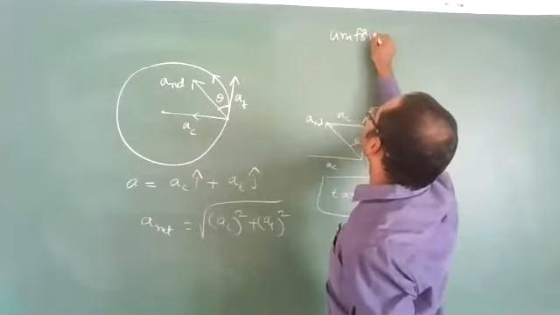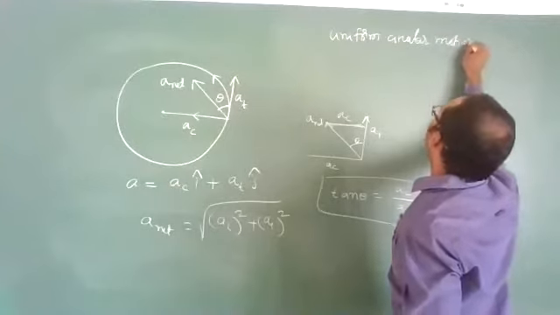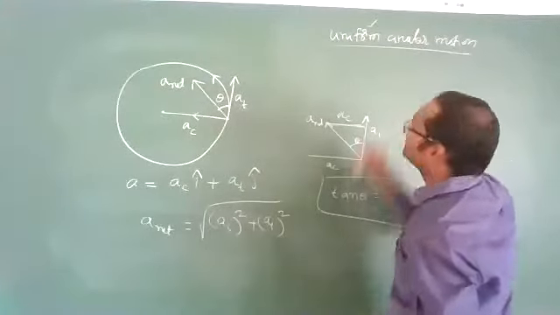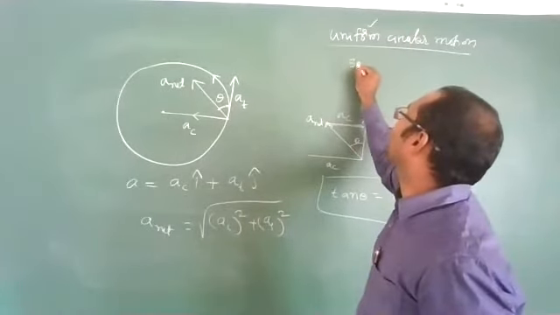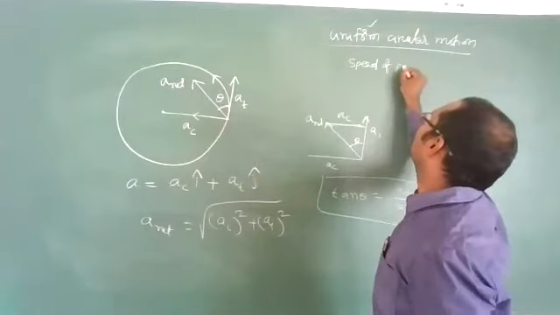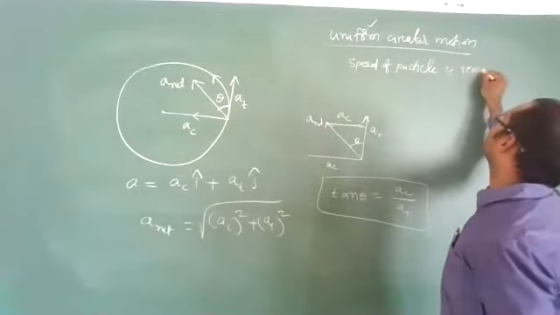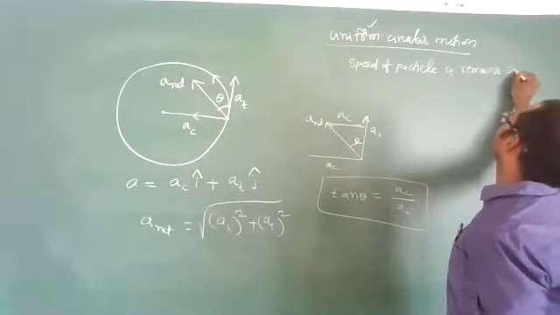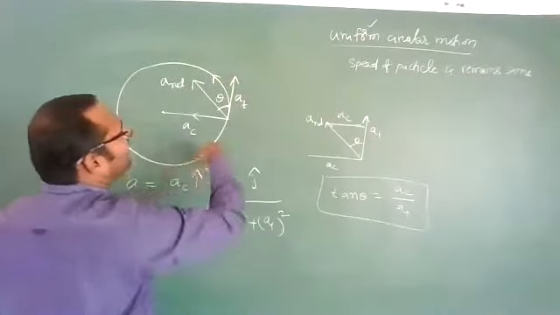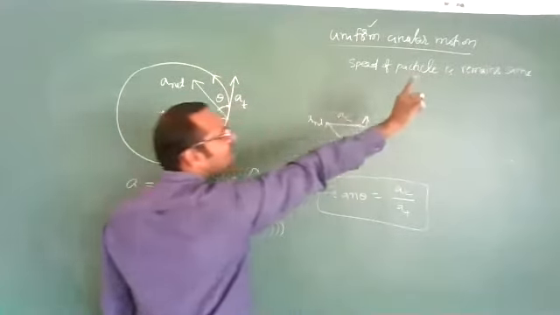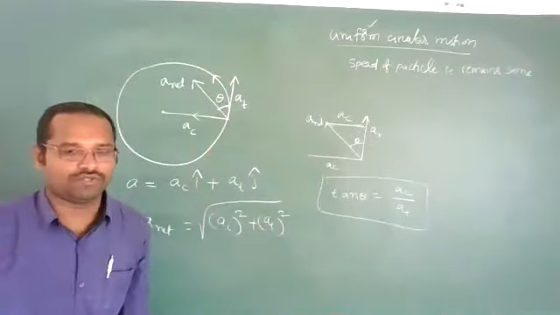Uniform circular motion. What is uniform circular motion? Uniform in the sense that the speed of a particle remains the same. If a particle rotates in a circular path and its speed remains the same, then it is said to be in uniform circular motion.